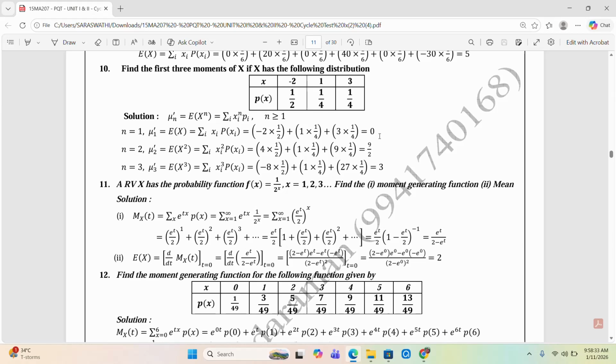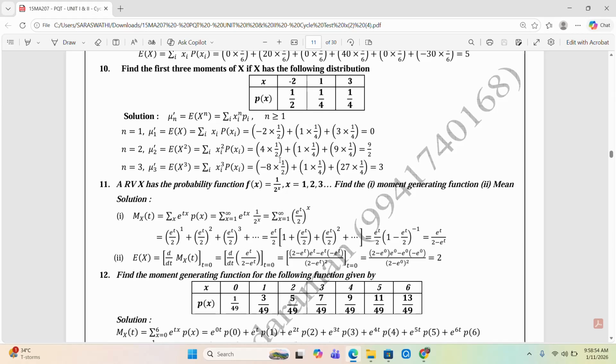The answer is 0. And n equal to 2. For n equal to 2, substitute: mu 2 dash is equal to E of x square. E of x square is nothing but summation of xi square into p of xi. So xi square means we have to square the values and multiply by p of x. So minus 2 whole square into 1 by 2.